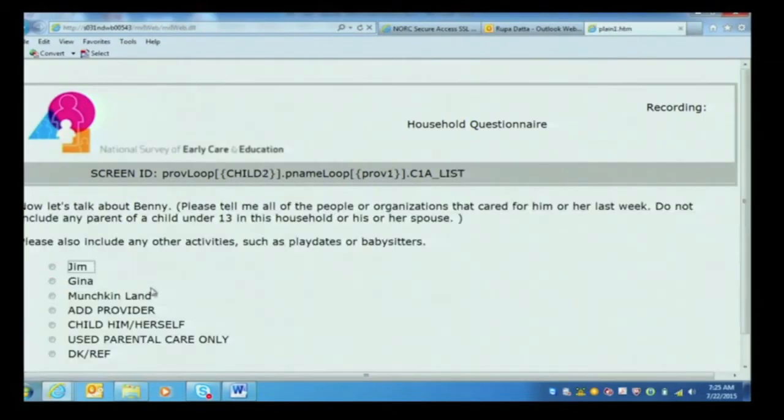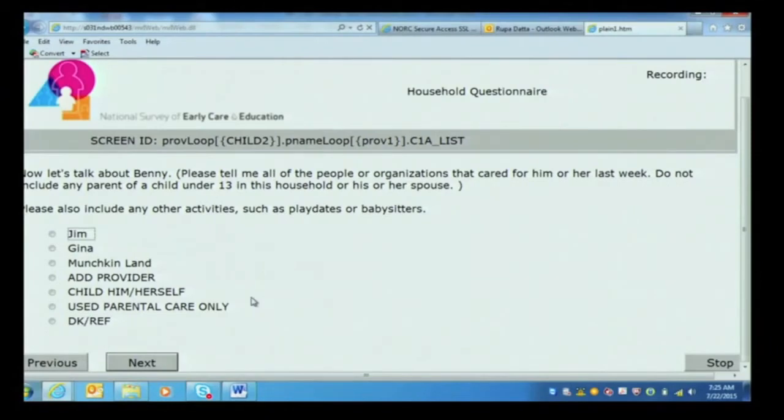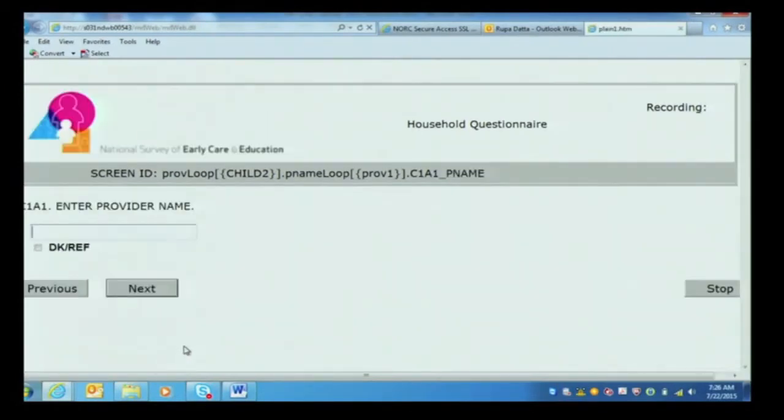Okay. So now let's talk about Benny. Benny is Anne's brother. Please tell me all of the children or organizations that cared for him or her last week. Do not include any parent of a child under 13 in this household or his or her spouse. So Benny was cared for by Franklin Elementary School. So we're going to add a provider, Franklin Elementary School.